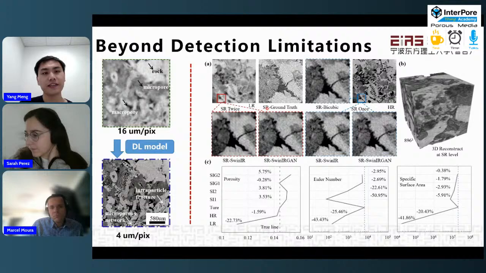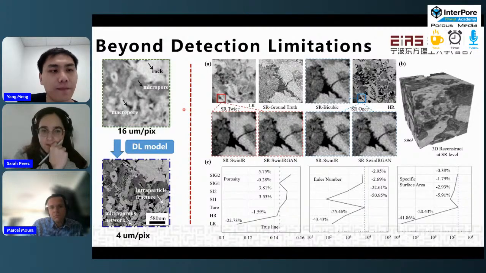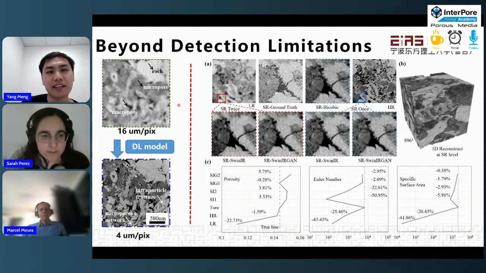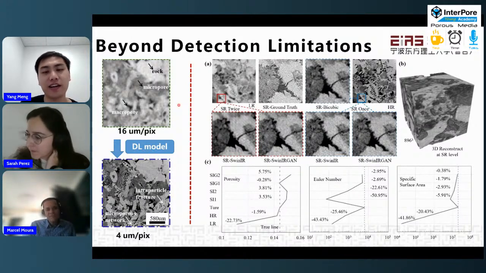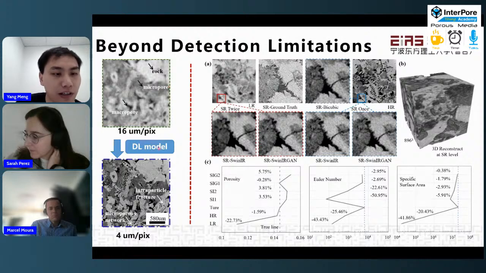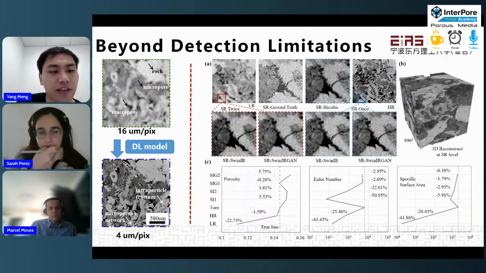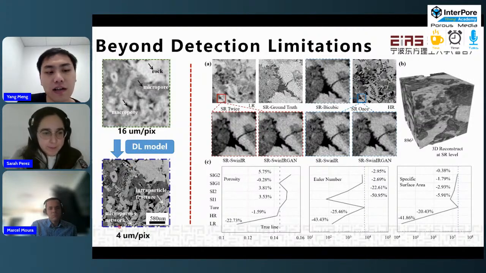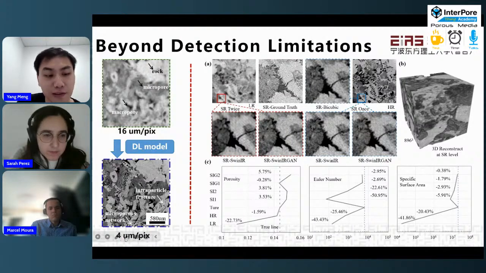And so after the validation study, how can we achieve beyond the detection limitation? This is what we care more about. Currently, we have already trained a model that takes low resolution images as input and uses a deep learning model to predict the higher resolution images. Now we have the 16 and the 4, and how can we predict the resolution at 1 micrometer per pixel? Here we provide two strategies.